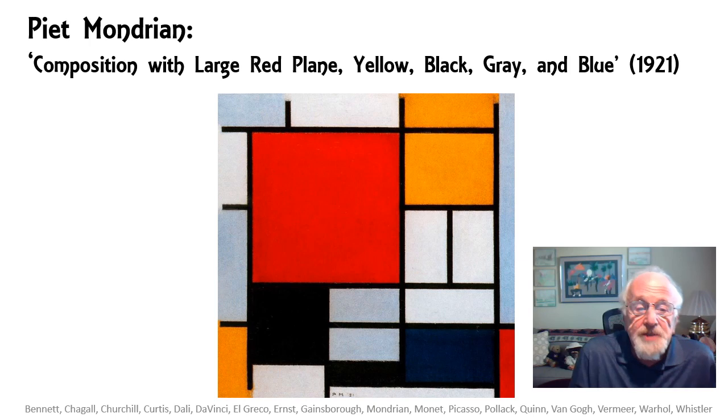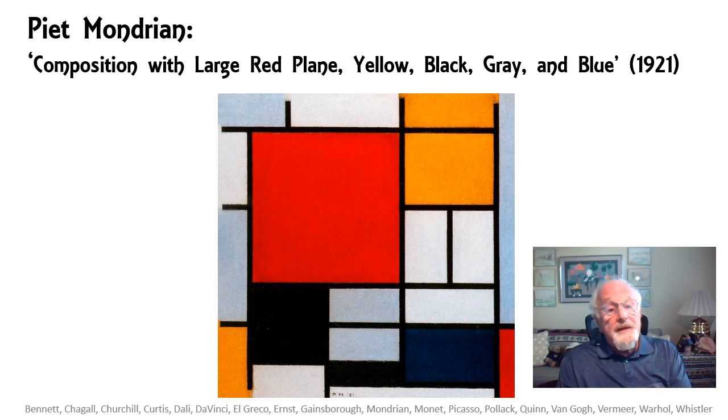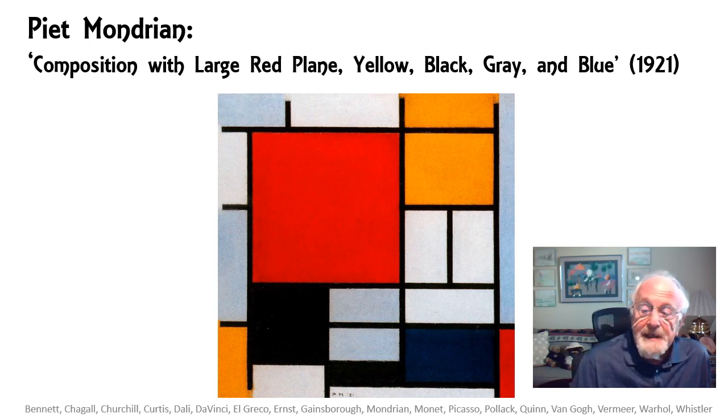Have a look at this later work. Composition with red, plain, yellow, black, gray, and blue. Interesting title. Take a close look at it. Can you start to reconstruct a three-dimensional subject that might have been the basis for this work? Can you imagine where there might have been a landscape hidden into this picture? I wonder if I can.